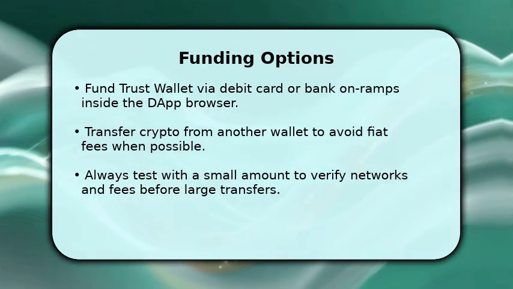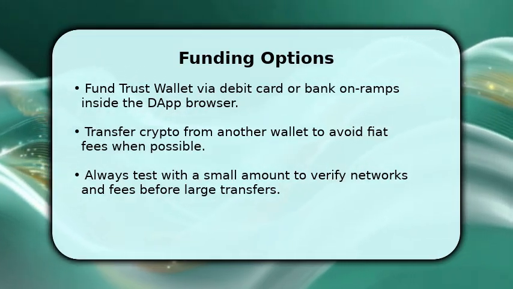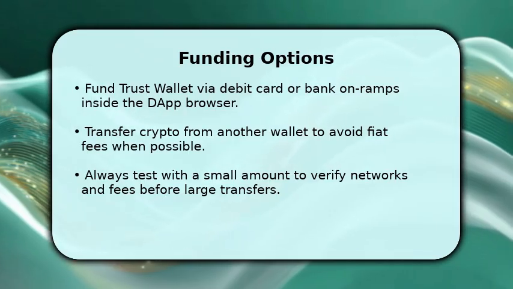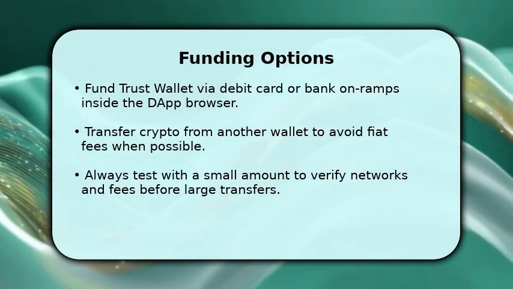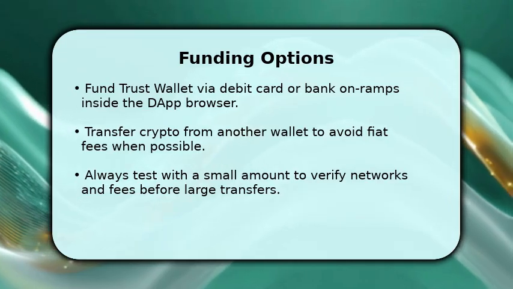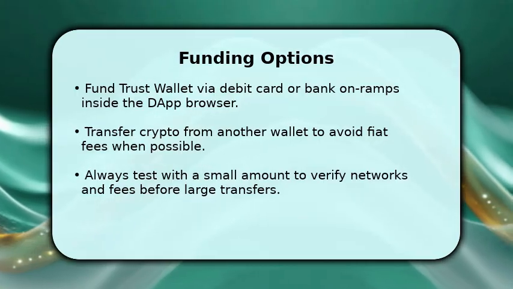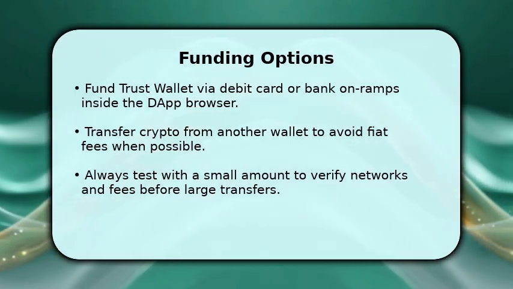Now, start by funding your Trust Wallet with fiat via debit card or by transferring crypto from another wallet. Use a supported on-ramp in the DApp browser or a third-party fiat gateway. Double-check the payment details and wait for confirmations before attempting a swap. Consider small test amounts to verify routes and fees, and keep private keys and seed phrases secure offline to prevent loss. Check exchange rates across providers.